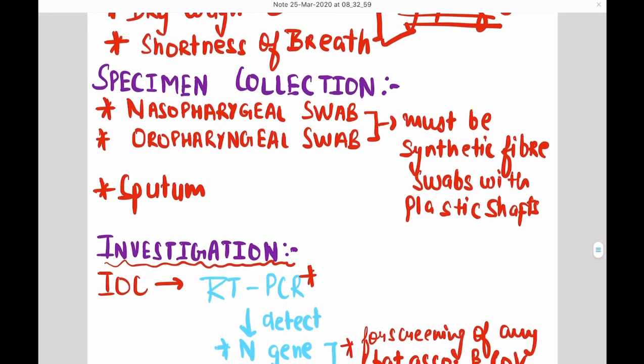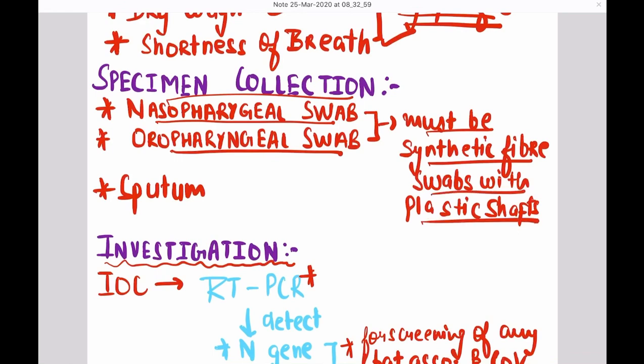The specimens collected for the further detection are nasopharyngeal swab and oropharyngeal swab, and these must be synthetic fiber swabs with plastic shafts. Sputum is also collected for detection.